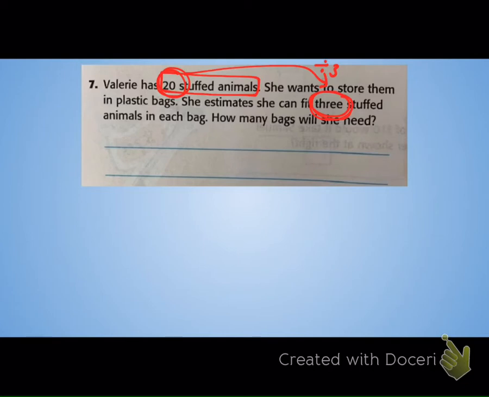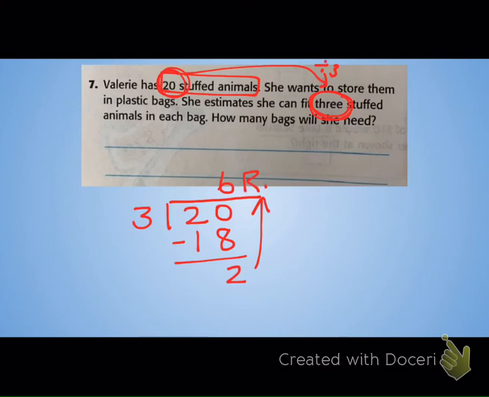So let's solve this problem first. Let's go ahead and go down here and solve it. So we're going to take our 20 stuffed animals. We're going to put 3 in each bag. So how many bags are we going to need? 3 goes into 20 6 times. I multiply, I subtract, I have 2 left over. So I have 6 remainder 2. So that 6, what does that 6 mean? This 6 here, that is the number of bags, right? Now what does the remainder 2 mean? That's what's left over, right?